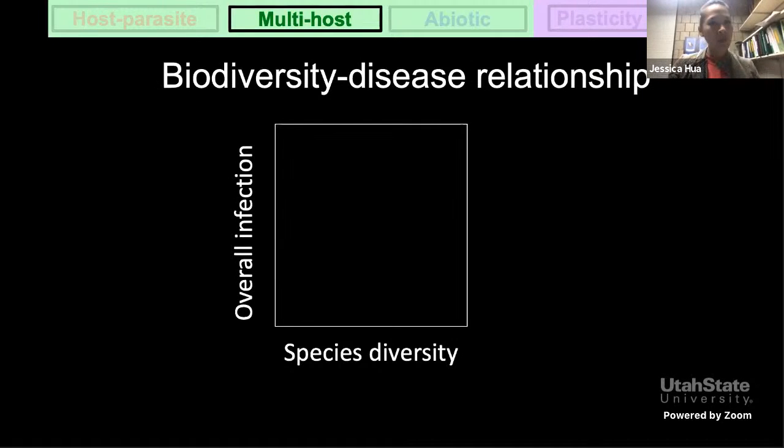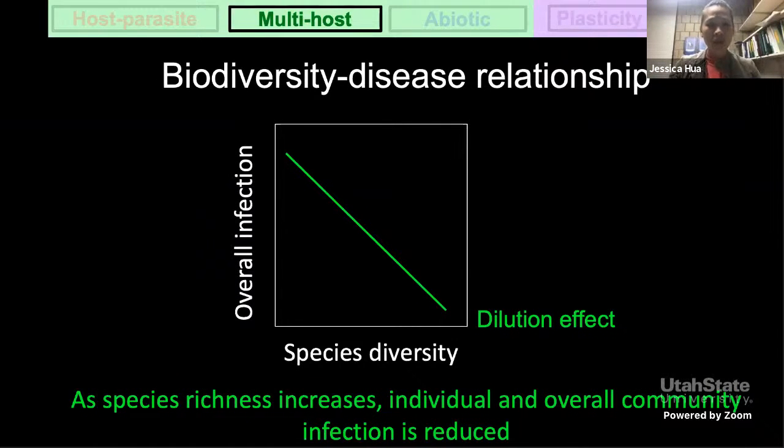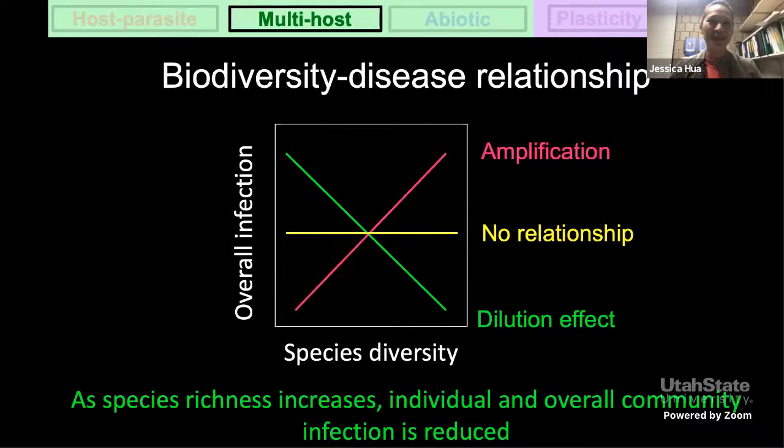And so when we think about the biodiversity disease relationship, oftentimes the effect that comes to mind is the dilution effect, or the idea that as species richness increases, individual and overall community infection is reduced. We think this is really attractive because it provides a clear and positive benefit of protecting species diversity. And so if you protect species diversity, there's that benefit of reducing overall infection. The challenge, however, is that while we do see the dilution effect, and there are many studies that show the dilution effect, there are also studies that show no relationship between species diversity and overall infection, and then studies that show the opposite effect, where as you increase species diversity, you actually get an increase in overall infection.